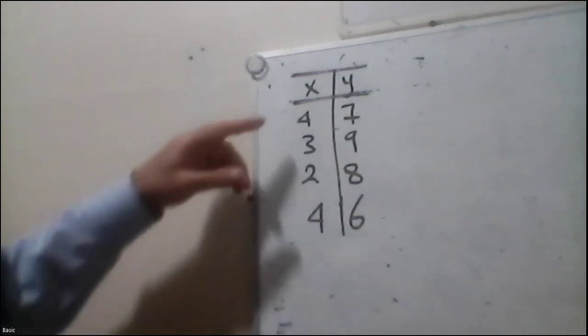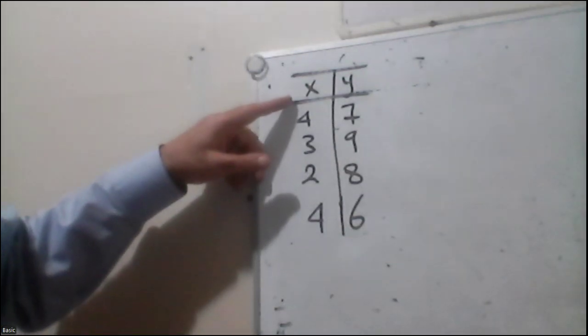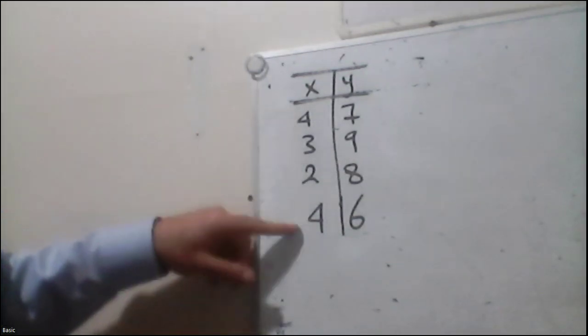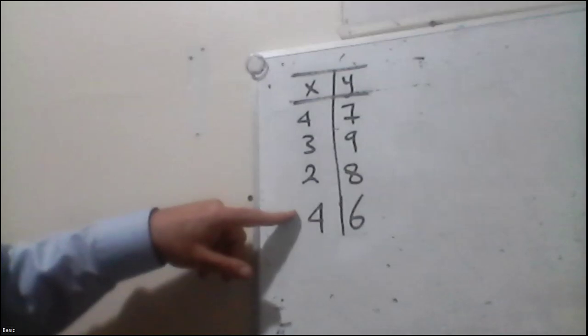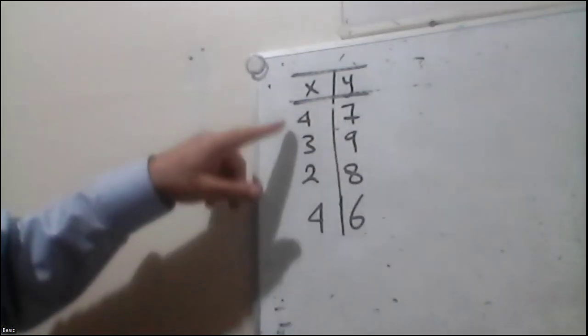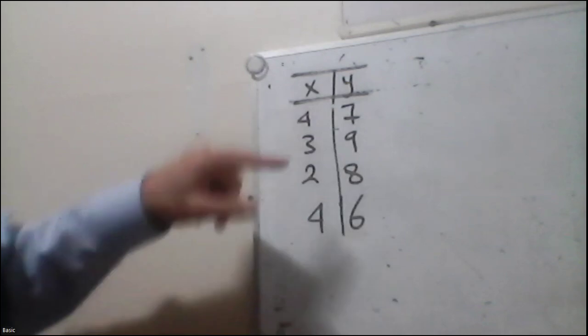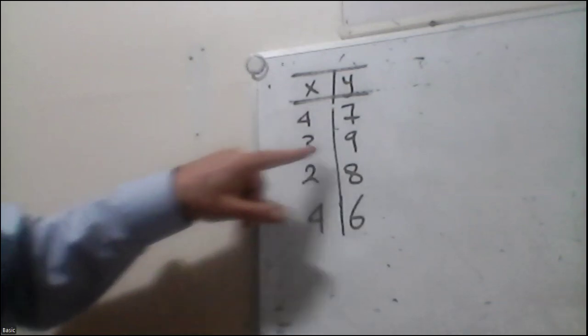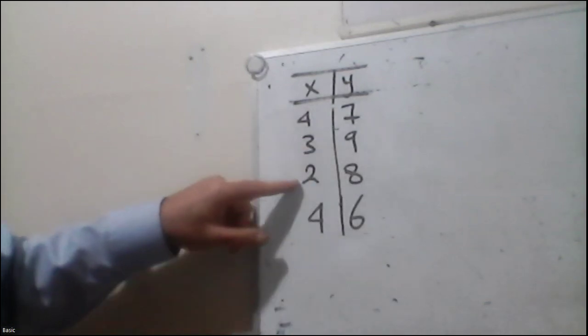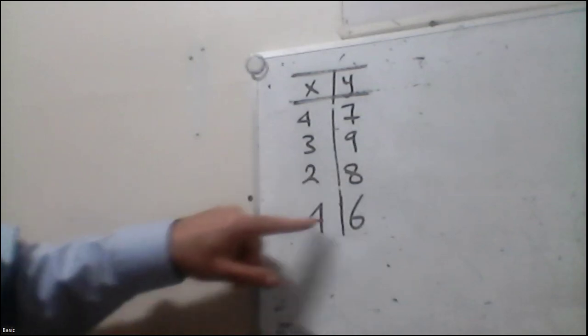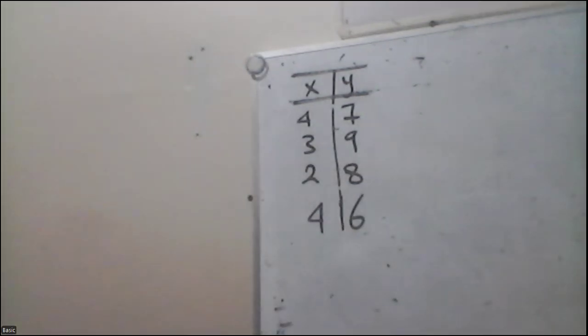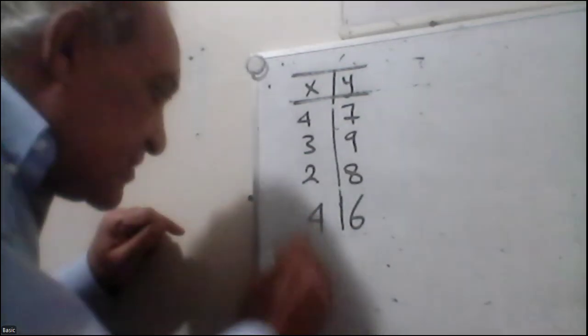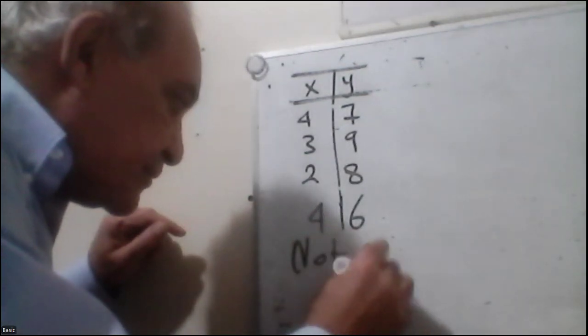But what if this happened? For example, we have two repeated values for x with different values for y. So as an example, x is 4, y is 7; x is 3, y is 9; x is 2, y is 8; x is 4, y is 6. And I ask you, is this a function or no? Just a very explicit question, function or no? Here, this is not a function.